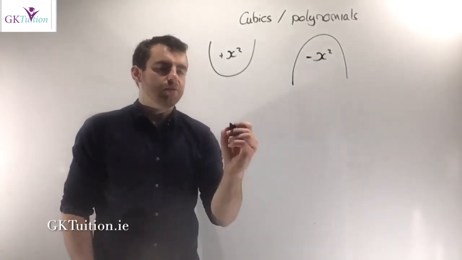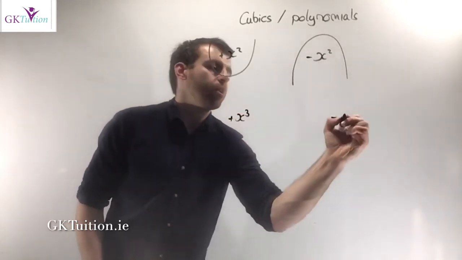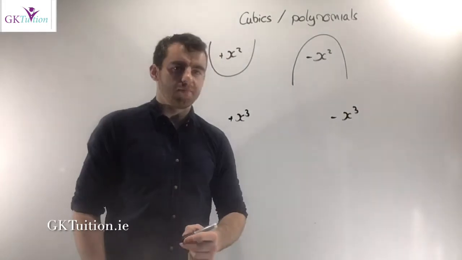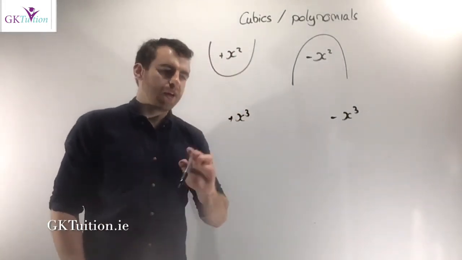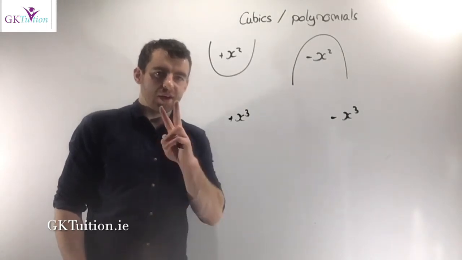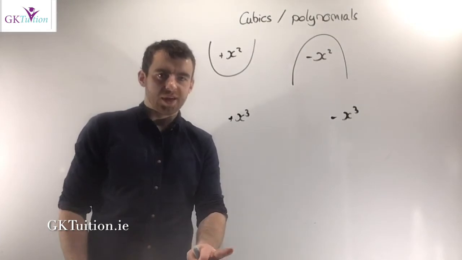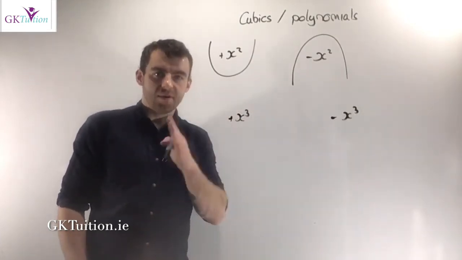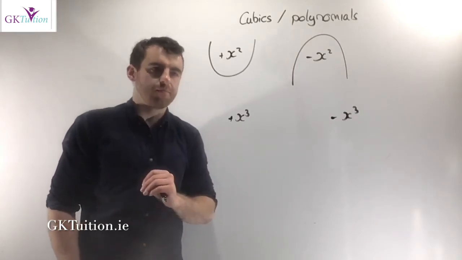However, we also need to be confident with what a plus x cubed looks like and what a minus x cubed looks like. If it's an x to the power 2, it's going to have one turning point. If it's an x to the power 3, it's going to have two turning points. If it's an x to the power 4, it's going to have three turning points. An x to the power 10 is going to have 9 turning points. So basically just subtract 1 and that's the number of turning points.